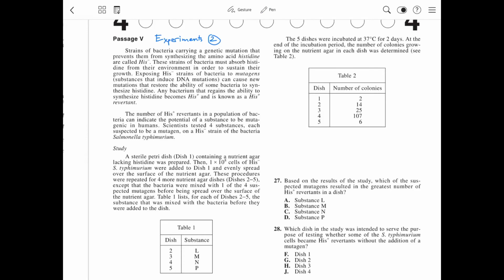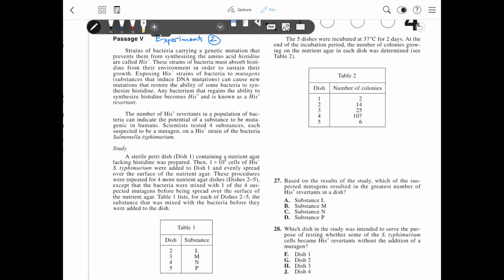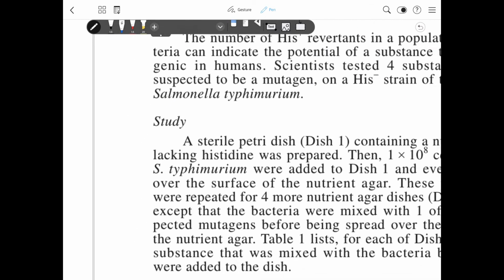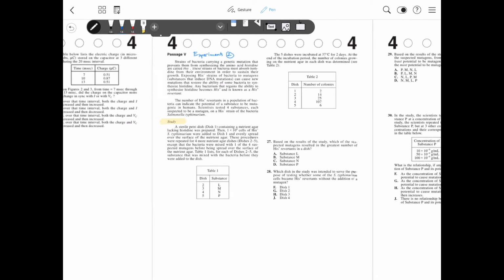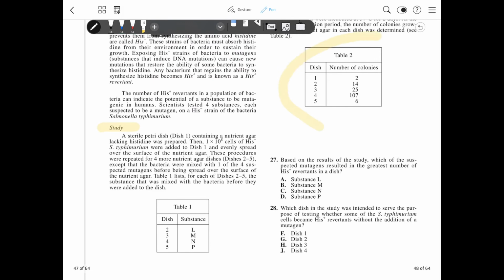Alright, so for our fifth passage, we have another experiments passage. This is one of the more unique ones. It won't always say experiments 1, 2, and 3, but you can see that they have these very obvious labels, and that tends to be a pattern. Here it says study, and once you see the word study, you know this is one of the experiments passages. Again, they give you a lot of figures. Here they give you a data table and another data table.